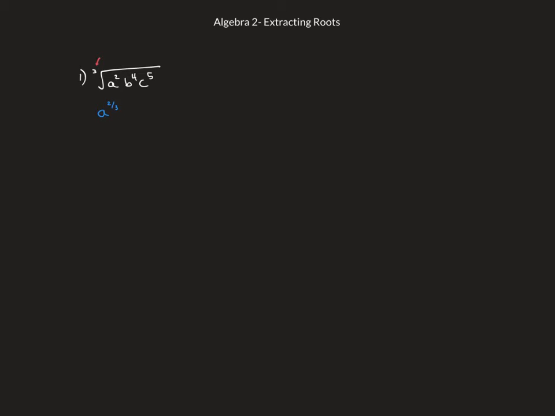Now the reason it's 2 by 3 is because this cube root essentially just acts as the denominator of this exponent, and each of these variables will have that exact same denominator because it's all under a cube root. So now c to the power of 5 by 3. So now our final answer would be this. It's that simple.